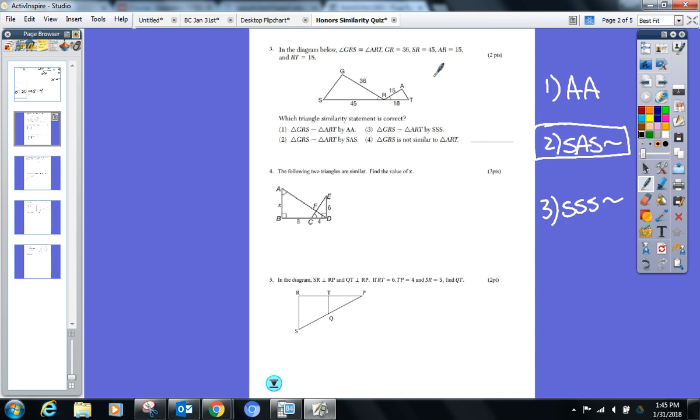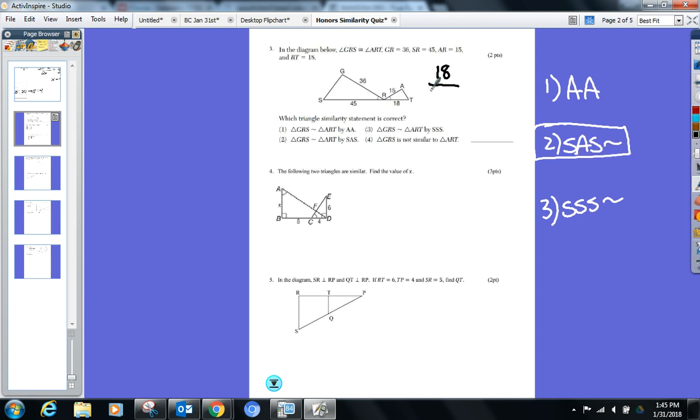So I'm going to check here. Is 18 to 45 the same ratio as 15 to 36? And if you either cross multiply, the numbers won't be equal. When you cross multiply, the means and extremes won't be equal. Or if you reduce, it won't be equal either. So what can I say about these two triangles? They were not similar. Okay?